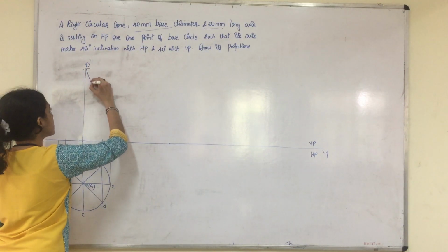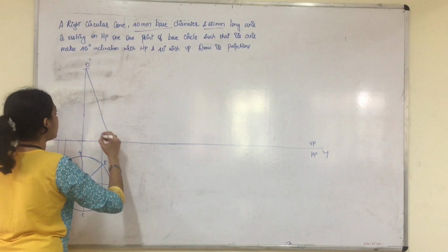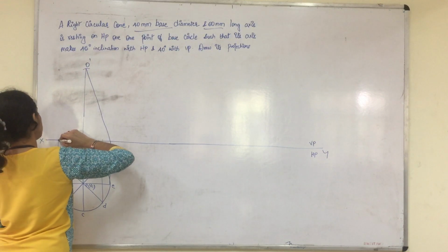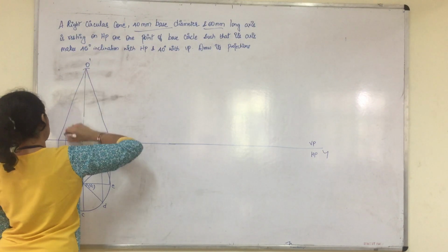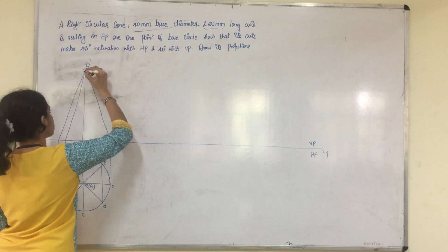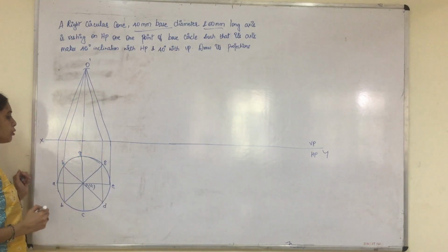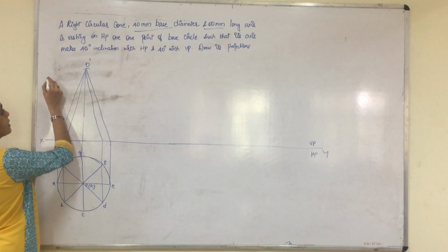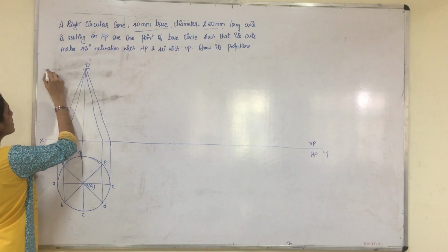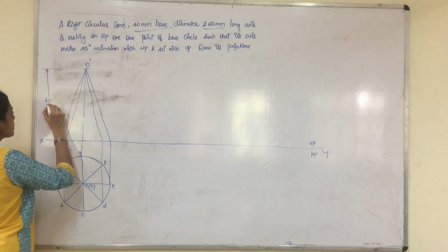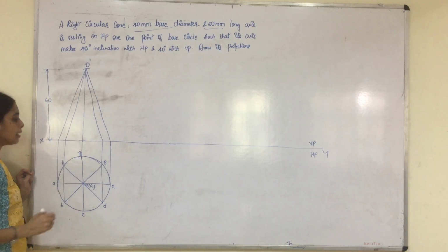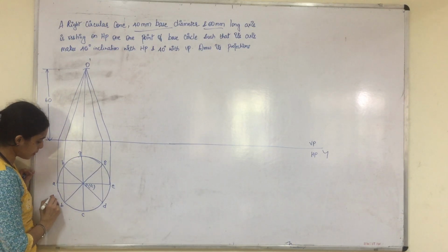So please connect the apex to each and every point. After you connect, please show the axis height as 60 mm. Then the observer views from here.